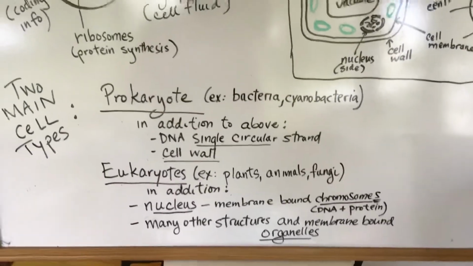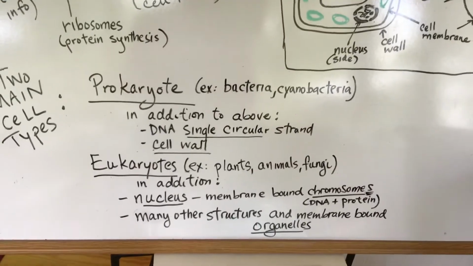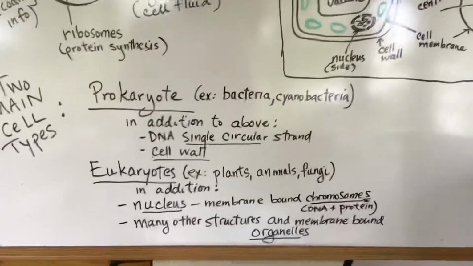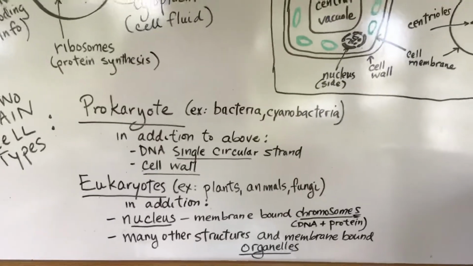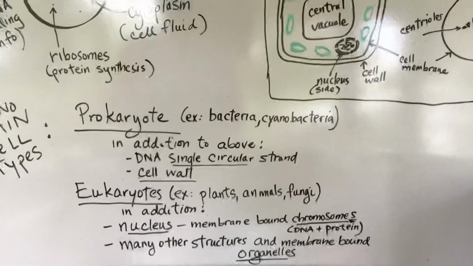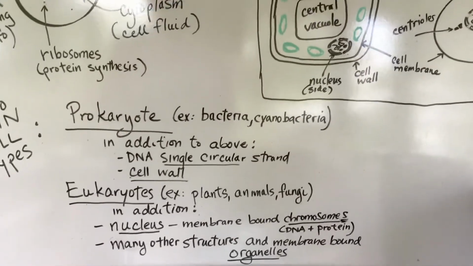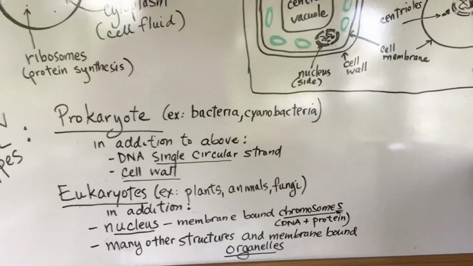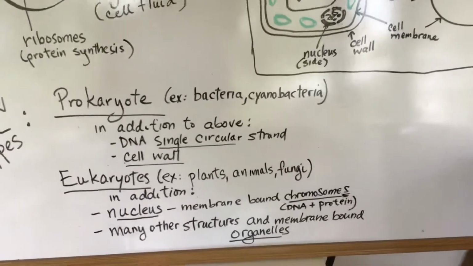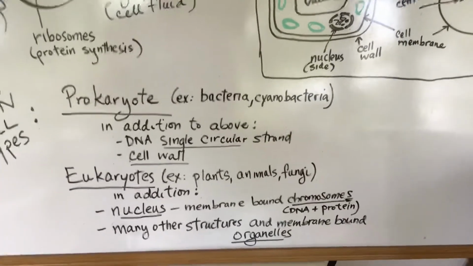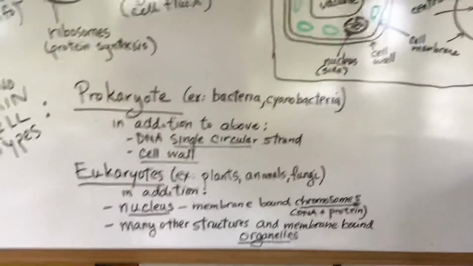Eukaryotes are more complex. That's most of the higher level organisms that you know, plants, animals, and fungi. What they have instead is they have membrane-bound organelles or other structures that have very specific functions called organelles. The nucleus is a really big one, and it is membrane bound. It has chromosomes, not a single circular strand anymore. Chromosomes are DNA wrapped around proteins, and usually there's always more than one.